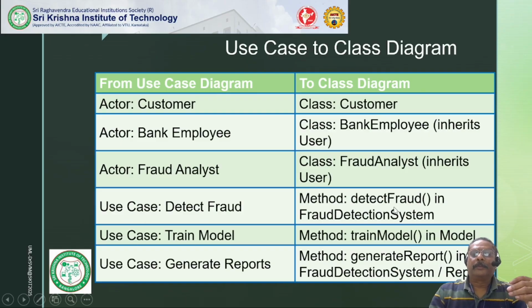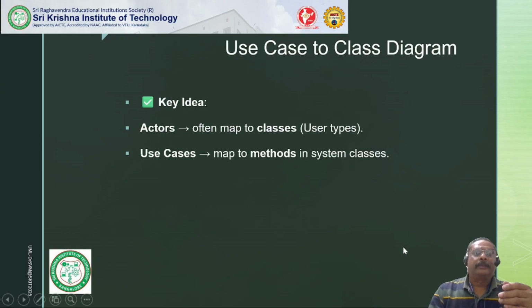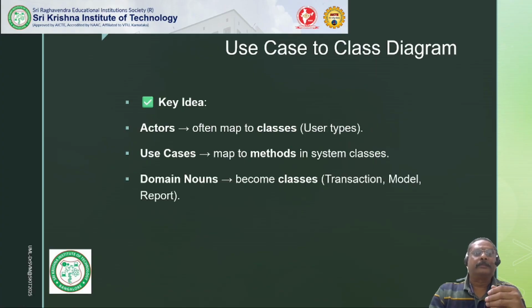detect fraud. The method is detect fraud in the class fraud detection system. We have a use case like train model, so the method is train model in the model class. We have a use case like generate report, so we can have a method called generate report in the fraud detection system or the report class. The key idea is that actors often map to classes and use cases map to methods in the system classes, and domain nouns become classes like transaction, model, report, etc.